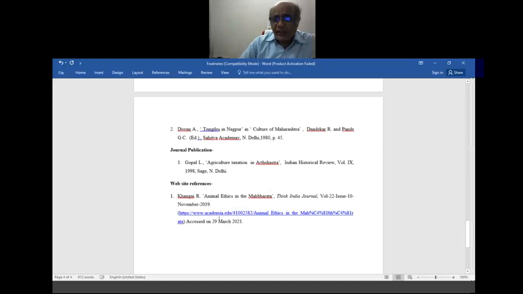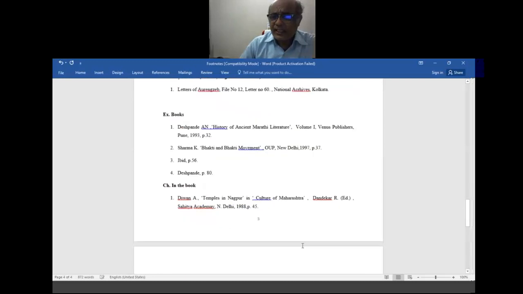On which you have accessed this information on the internet. Because on the internet, people may change it. For example, somebody may refer to this book, this article, and I may just remove it. I can do that. And then somebody wants to verify, he may not find it. So you have to just mention the date on which you have accessed the information. So this is about footnotes.